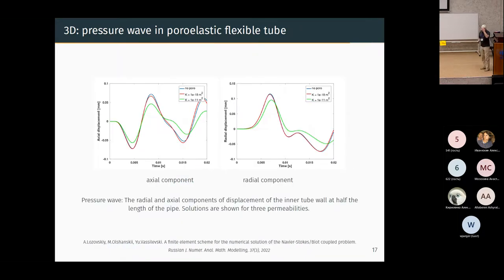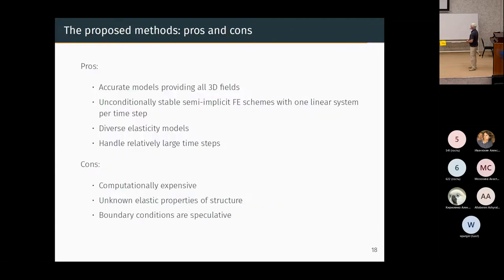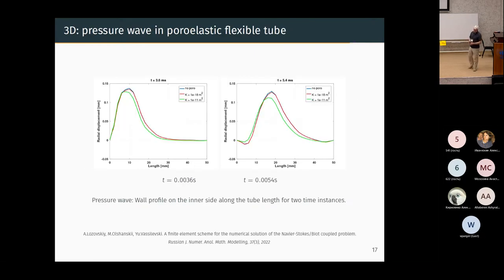We can run physiological flow as well. And we can compute displacements of these reference points in the middle of the tube, and compare these displacements and profiles of the walls for different types of permeability, including the completely impermeable case. These are the profiles of the wall during this pulse wave propagation for different types of permeabilities. And so we have an instrument for estimation of filtration flux in the wall of the vessel.